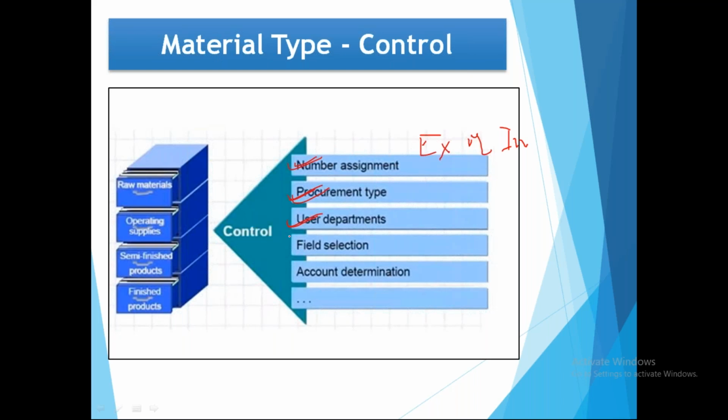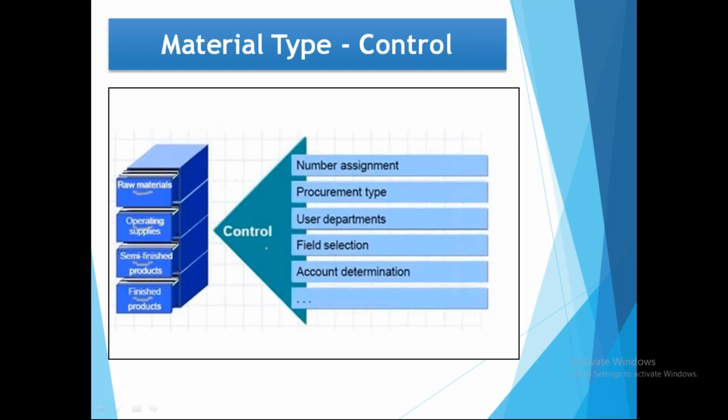If it is a raw material, sales views are not required. Vice versa, if it is a finished product, the purchasing view is not required because you are not going to purchase it, you are only selling it. So material type will control which user departments have to maintain which data, and of course it will also control field selection. That means which field is mandatory, which field is optional, all those things you can control by material type. Another one is account determination. That means when you do any transactions, which accounts have to be posted. That is also controlled by material type. So these are the controls done by the material type.